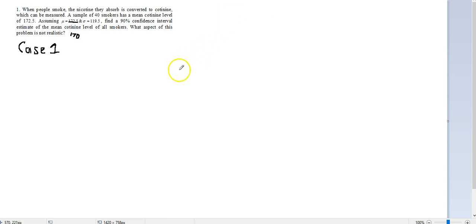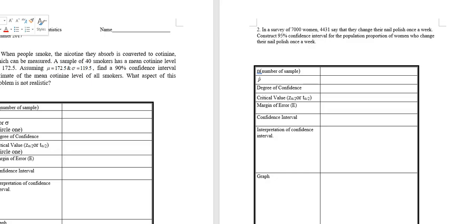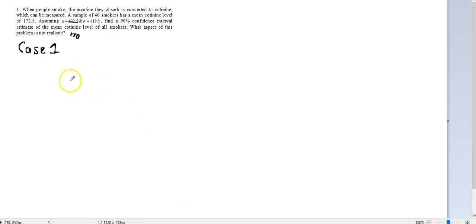Find the 90% confidence interval estimate of the mean cotinine level of all smokers. Okay, so let's just go through. Remember that we went over the entire process of the steps that we went through. So I'm going to look at those rows that we talked about, right? Let me go over that here.